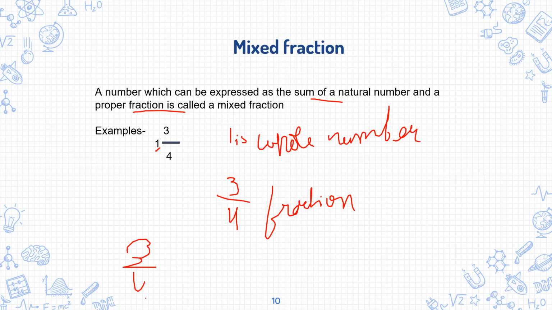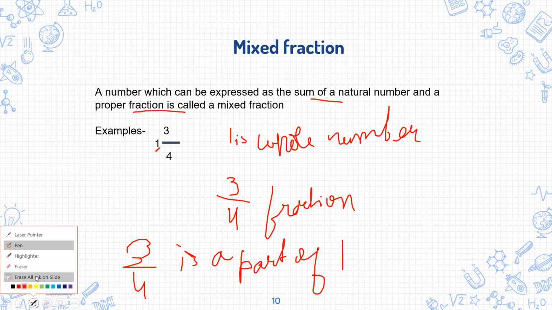Okay, 3 upon 4 is a part of 1. Okay, this 3/4, whose value is 1, like 1 slice of pizza, of which 3/4 somebody has taken. That is what it means. It means this 3/4 is a part of 1. Okay, I hope it's clear to you.